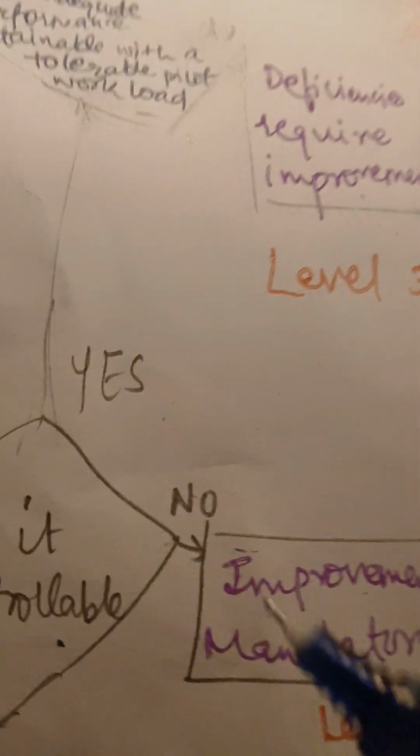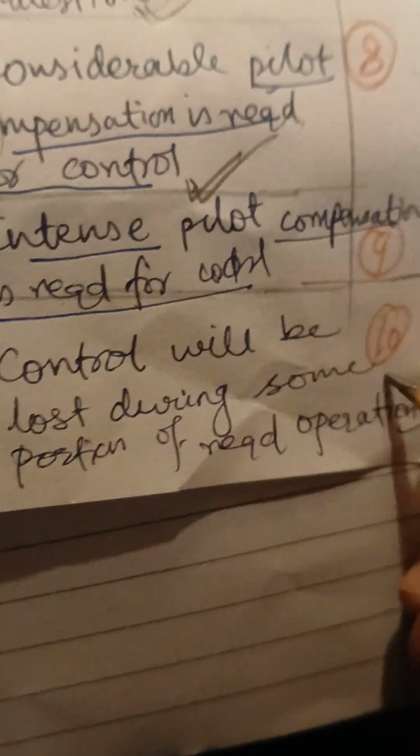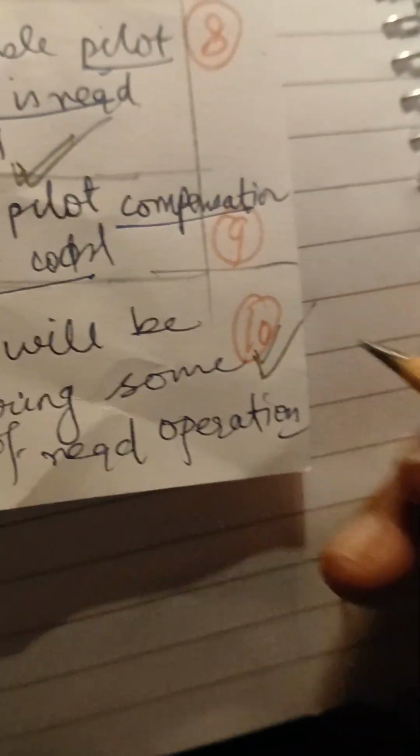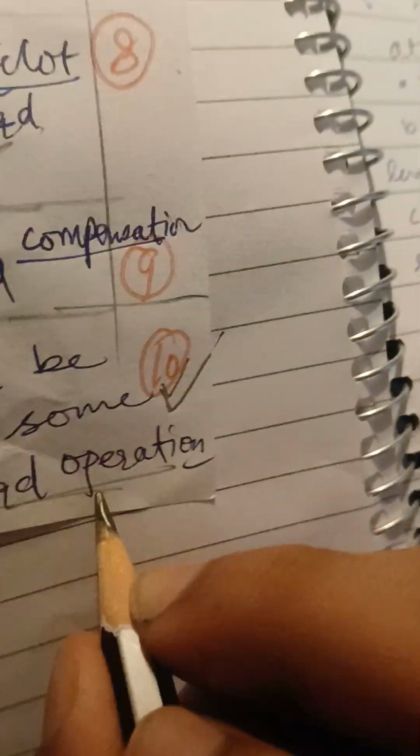If the answer is no, improvement is mandatory. Major deficiency: control will be lost. What will happen is control will be lost, and the rating given is 10. Control will be lost during some portion of the required operation. So how do we go about it?